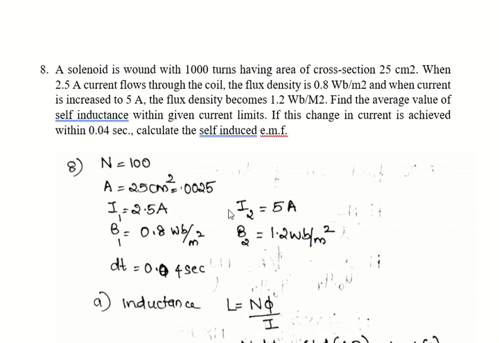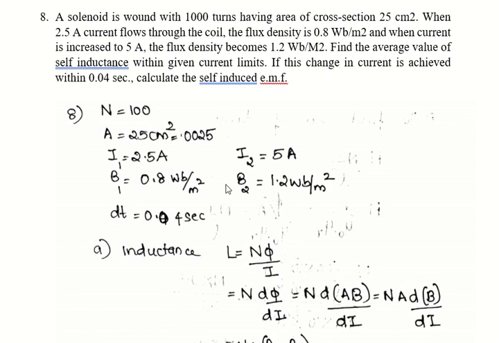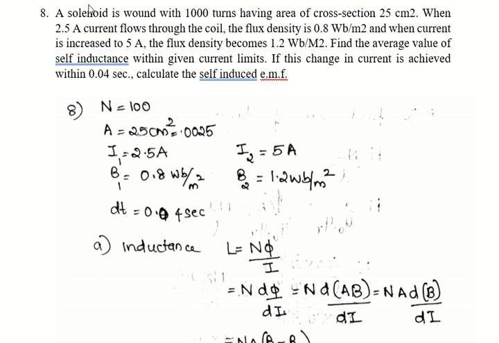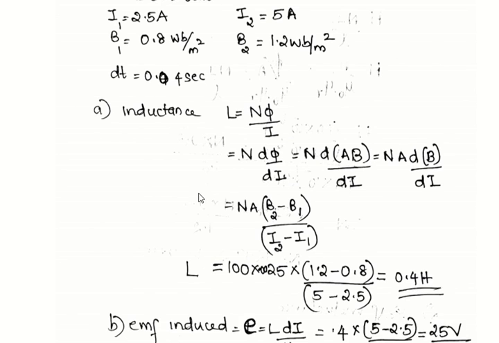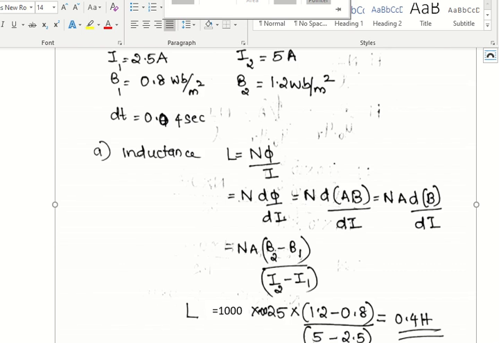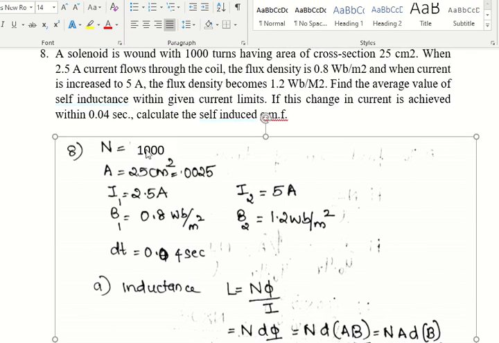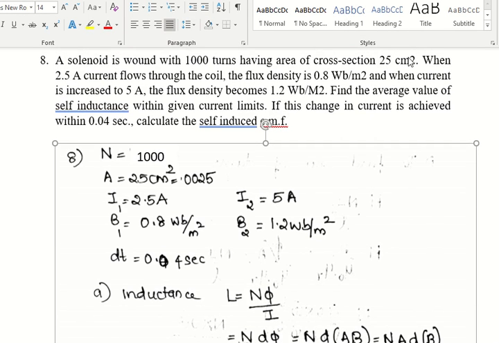So I will solve this 8th problem, discuss this 8th problem. There is a slight difference. A solenoid is wound with 1000 turns. So number of turns in the solenoid is 1000, area 25 centimeter square. When 2.5 ampere current flows through the coil, flux density is 0.8 Weber per meter square.